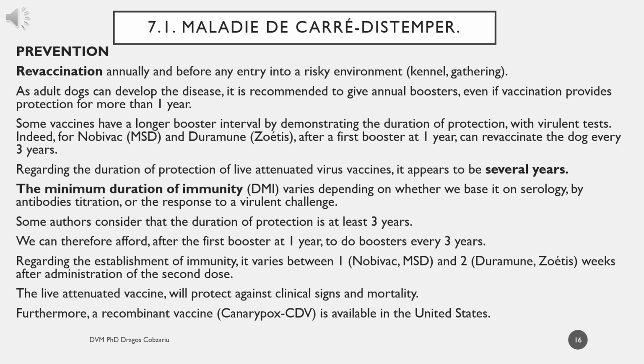Regarding the duration of protection of live attenuated virus vaccines, it appears to be several years. The minimum duration of immunity, DMI, varies depending on whether we base it on serology, by antibody titration, or on the response to a virulent challenge. Some authors consider that the duration of protection is at least 3 years. We can therefore afford, after the first booster at 1 year, to do boosters every 3 years.